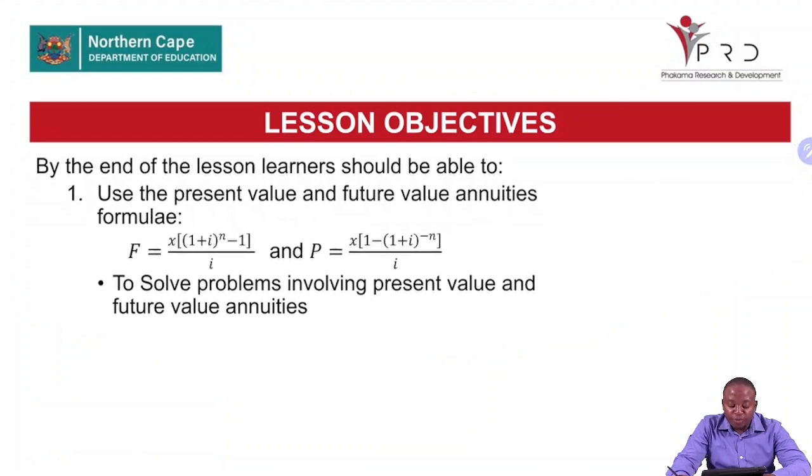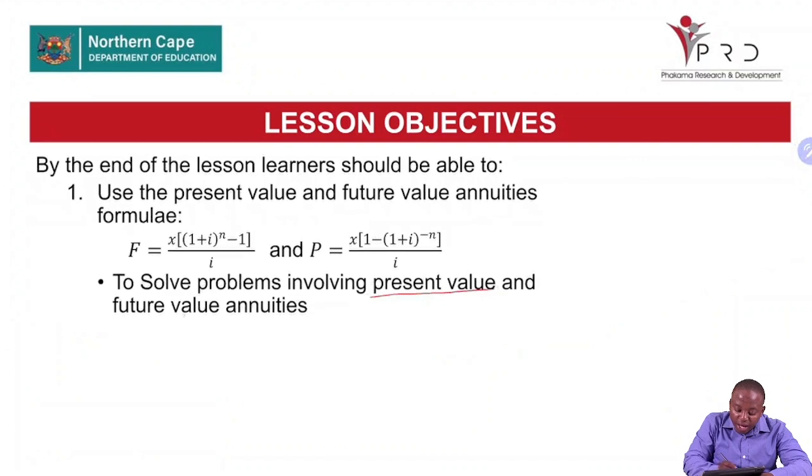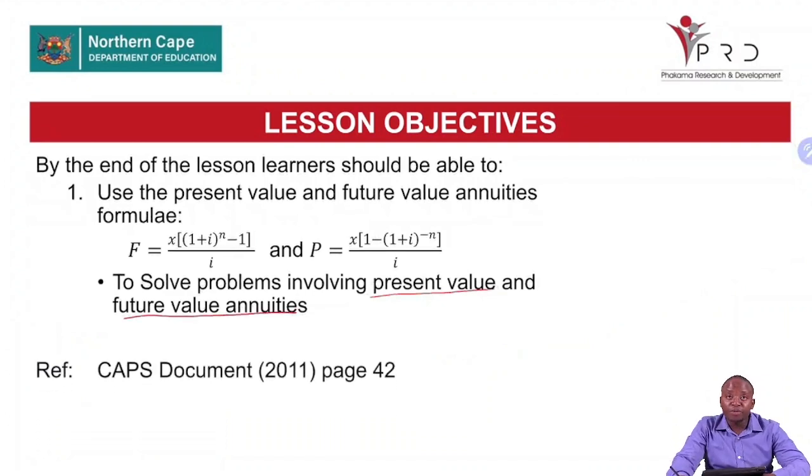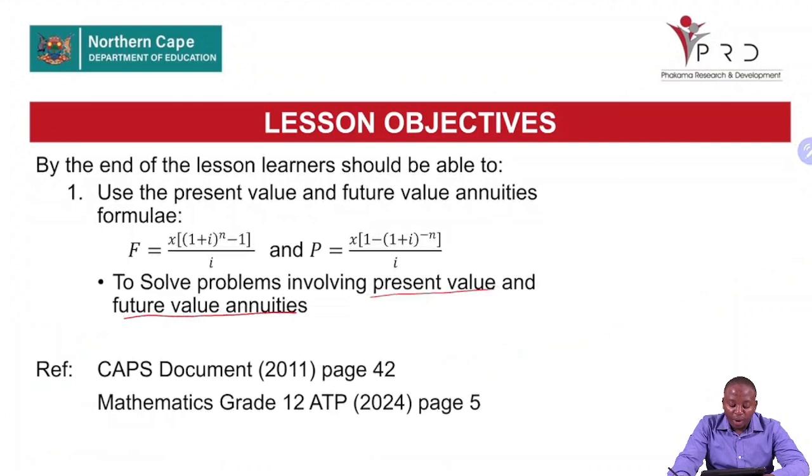We're going to utilize this formula to solve problems involving present value and future value annuities. This information is extracted from the CAPS document 2011, page 42, and our mathematics ATP grade 12 2024 on page 5.